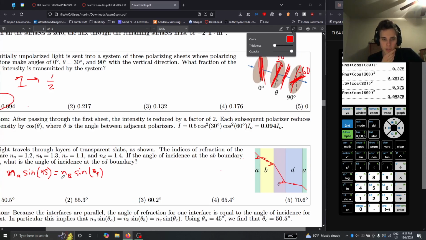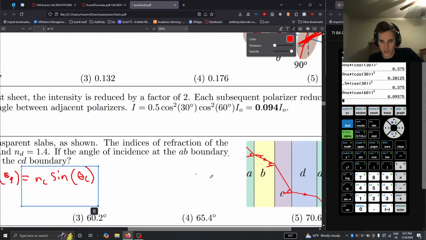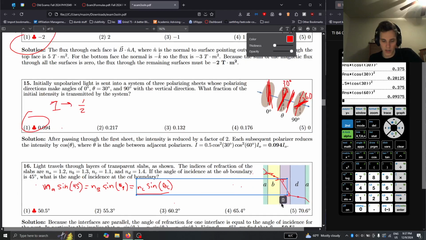So we'd actually use this formula, NB sine theta B, and we'd set this equal to NC sine of theta C, right? And that would be the same as this angle here, so we can stop here. But you can imagine that we then set this equal to the D part and whatnot. Because these angles are always the same, coming out and coming in, we can make this whole chain. And we want to solve for this, and we're given this, so we can literally just ignore this middle term.